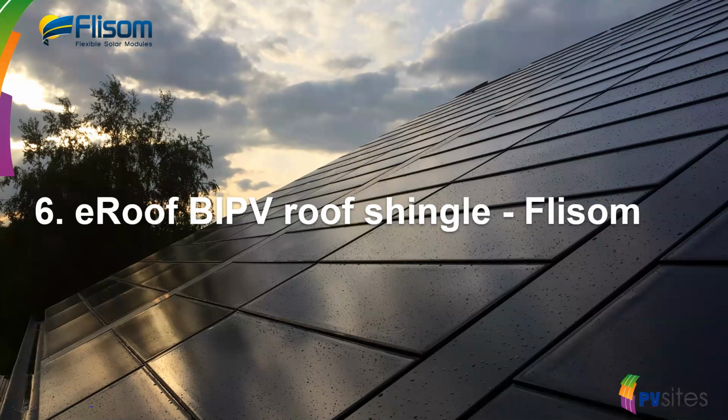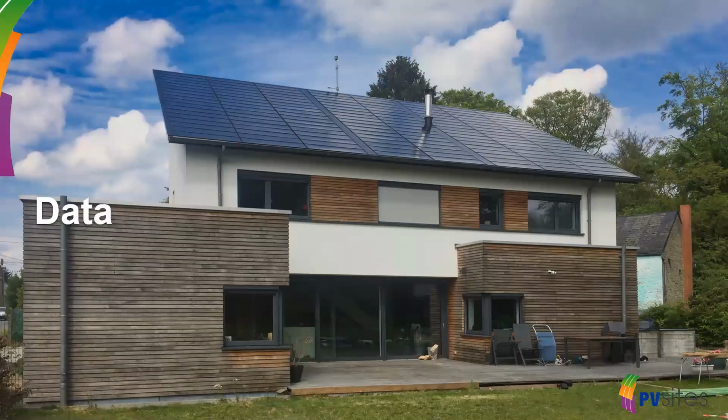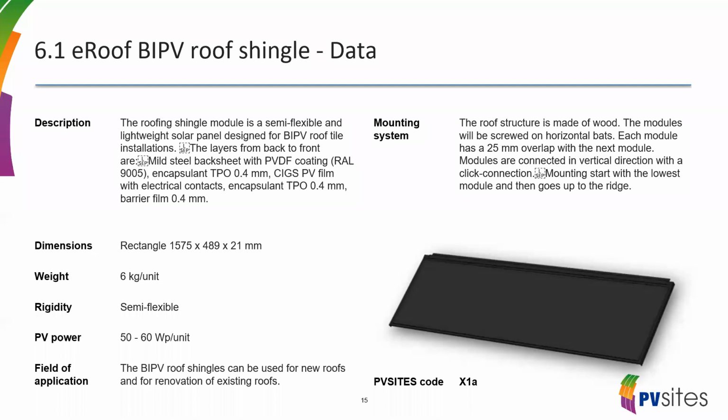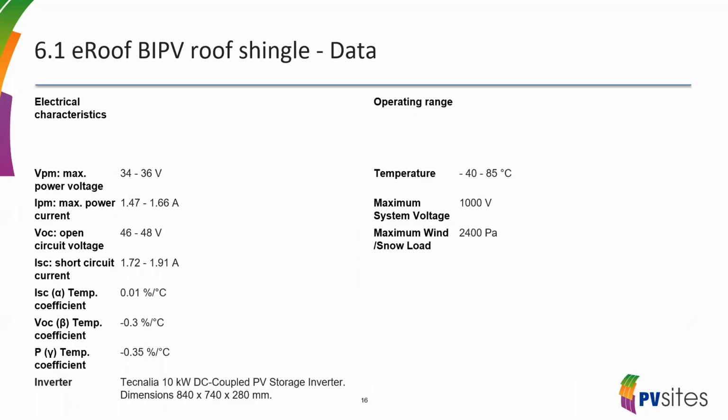That is actually the eRoof BIPV roof shingle from Fleezone. Next. So first you see the data sheets. There's a page with a nice picture that shows the project, and then we get the real information, different description, mounting system, dimension, etc. I don't explain everything to you, but I think this is self-explaining. Next page is the electrical description of the product, and then we go to the next step.